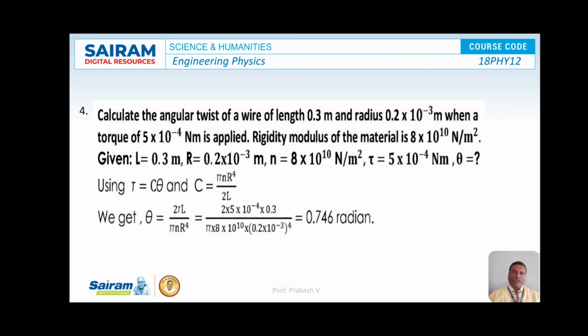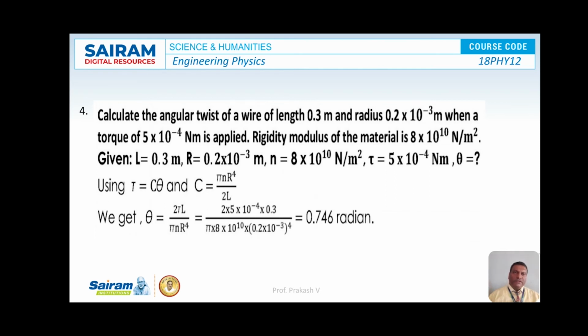So as per the problem, the given data is L is equal to 0.3 meter, capital R is equal to 0.2 into 10 to the power of minus 3 meter, rigidity modulus n is equal to 8 into 10 to the power of 10 Newton per meter square, and torque tau is equal to 5 into 10 to the power of minus 4 Newton meter. So the angular twist, that is theta, has to be calculated here. Using the formula tau is equal to c theta, and we know that c is equal to pi n r to the power of 4 by 2l, finally the value of theta can be written as 2 tau l by pi n r to the power of 4.